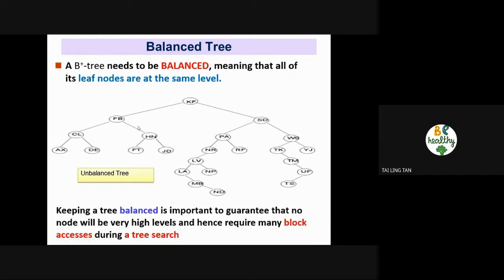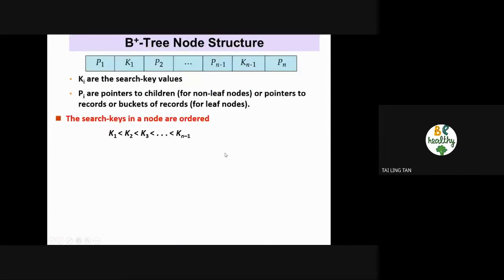So keeping the tree a little balanced is important to guarantee that no node will be at a very high level. If the level is too high, the search will need to go down too many levels to find an item, then the speed will be too slow. So it requires many block accesses during a tree search. Too many levels means too many blocks until the end. So it is not a good thing. So if possible, the algorithm will try to restructure everything and won't let this happen.